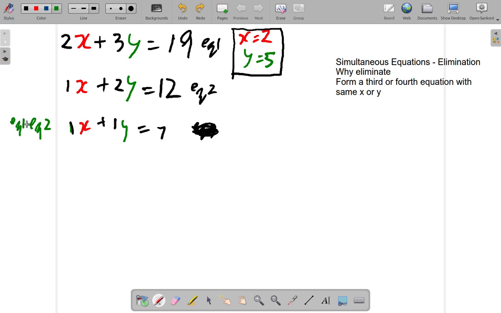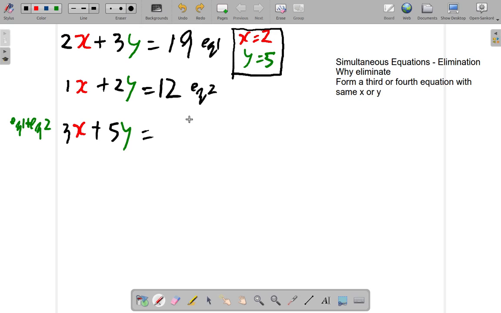So let us try and add equation 1 and 2 to see if we can get rid of x or y. If we can get rid of x or y, add them. 2x plus 1x gives you 3x. We still have our x to deal with. We did not get rid of x. So let's try adding these two. Plus 3y plus 2y gives you 5y. You still have y. No elimination took place.